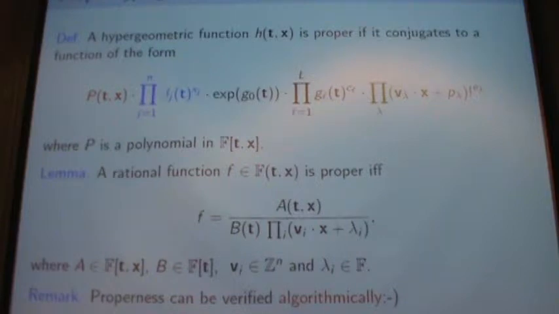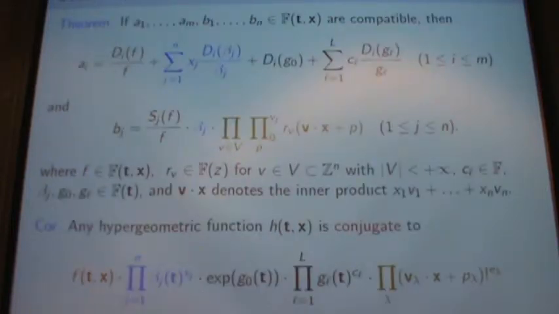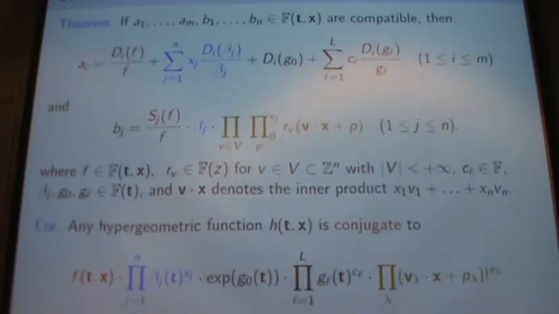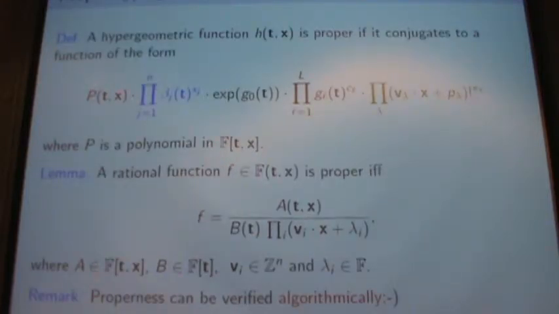So now I can give the definition of the meaning of properness. A hyperexponential function h is said to be proper if it is conjugate to a function of the following form. You can forget this form. The only difference between the proper one and the non-proper one is the rational part. If the rational part is a polynomial, then we call it proper. Just to remind you, in the non-proper one it is rational here, and in the proper one the difference is that it is a polynomial here. Then we call this proper.